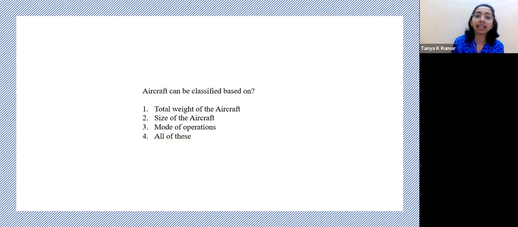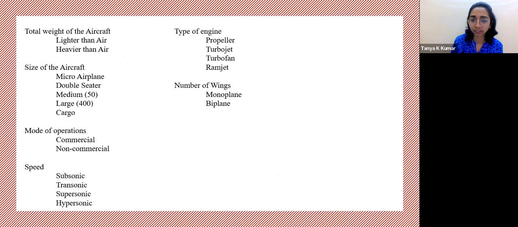So the next question is, aircrafts can be classified based on. So classification of aircraft is done in various ways. So all of these are different modes of classifications. Some of the other ones are, I'll just go through all of them. So based on the total weight of an aircraft, you have lighter than air aircrafts, heavier than air aircrafts. Lighter than air example would be, heavier than air is almost all of the regular aircraft.